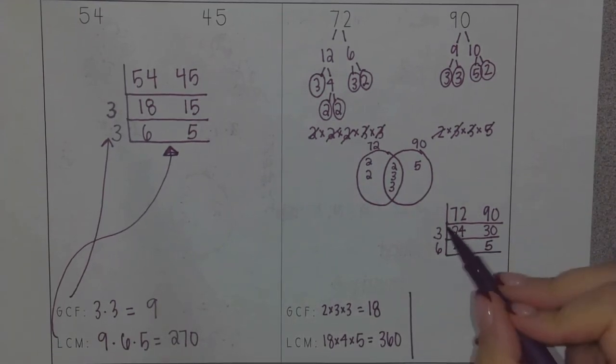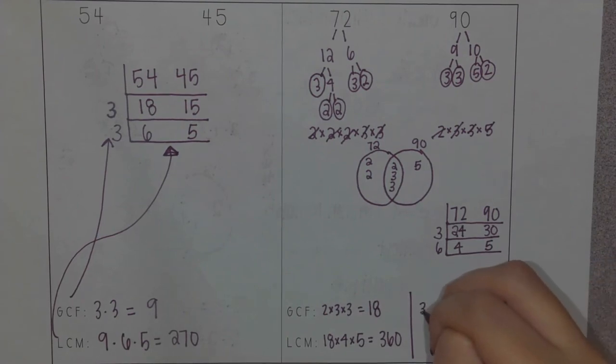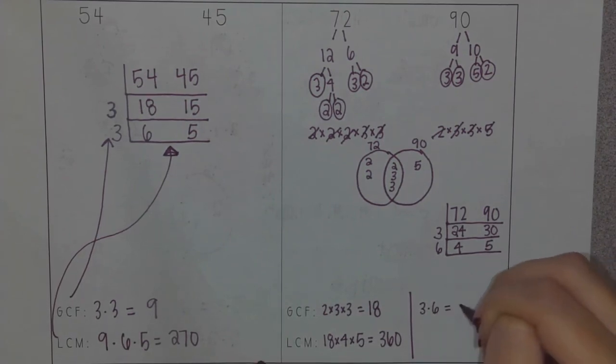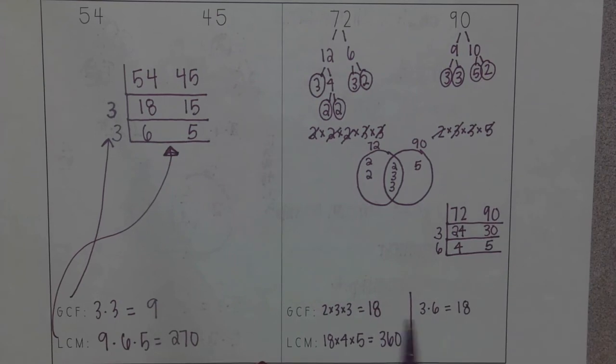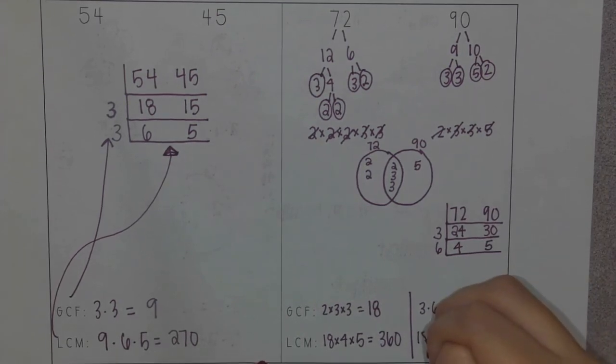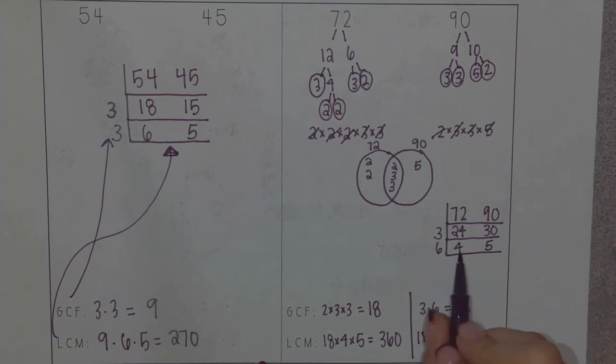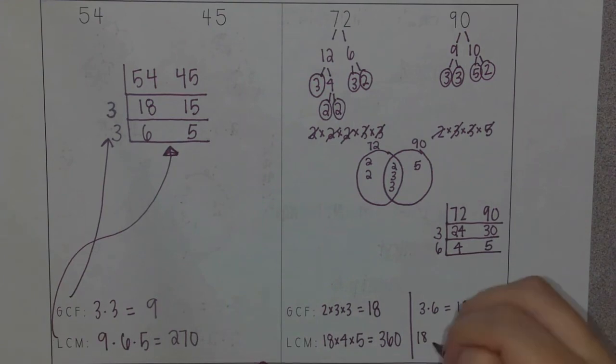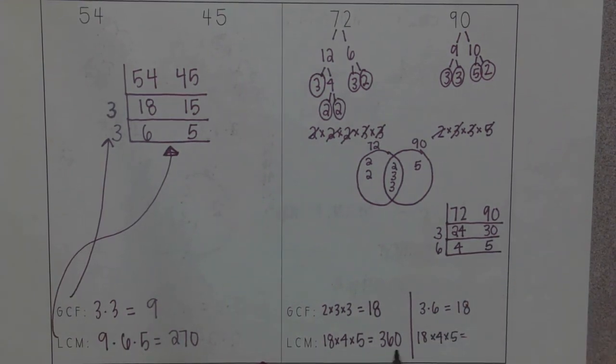So if I were going to solve for GCF, again, I'm taking those numbers on the left side. So this would be 3 times 6, which sure enough still gives me 18. Everything matches. And again, I'm going to take that GCF, which is 18, and I'm going to multiply it by what's on that bottom step of my ladder. So 4 and 5. Which matches exactly what I have over here from my Venn diagram. So I do get a final answer of 360.